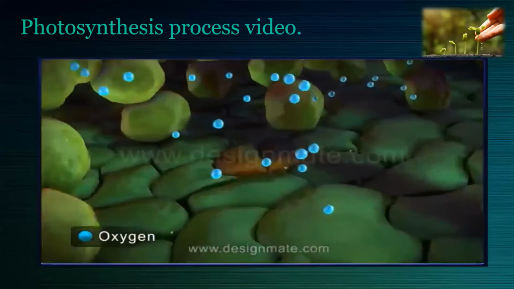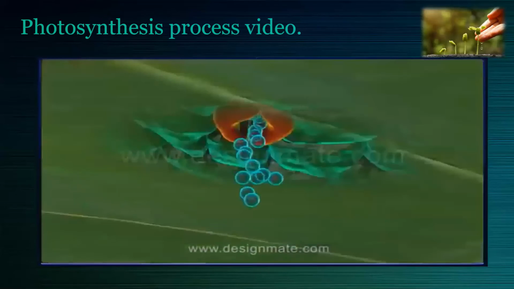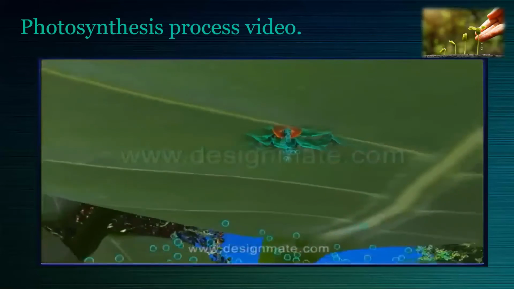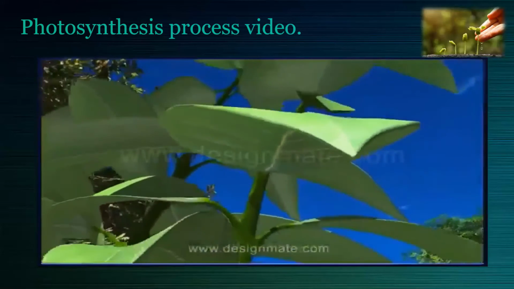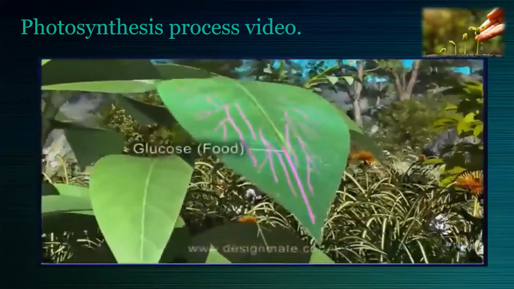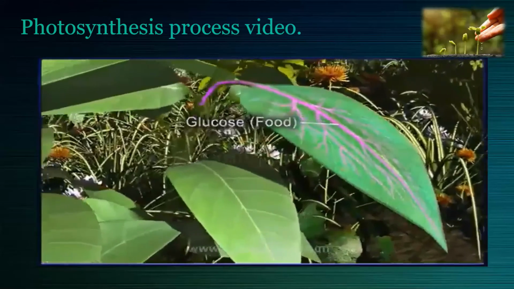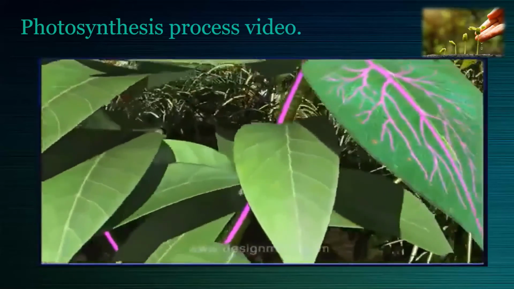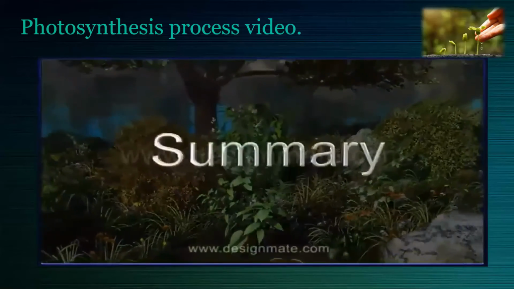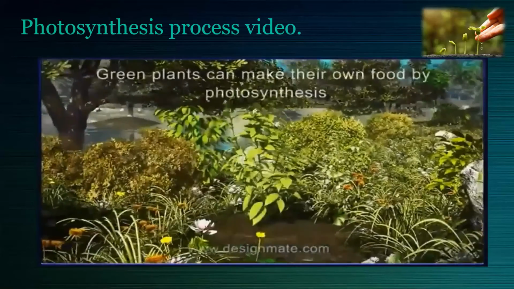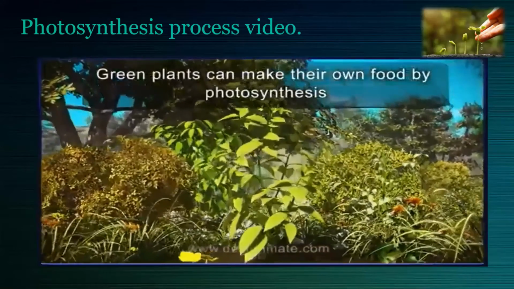The oxygen present in these air spaces diffuses out through the stomata. So, during photosynthesis, oxygen is given as the life-sustaining gaseous component of the atmosphere, while glucose or food is transported to all parts of the plant and used for growth. To summarize, green plants can make their own food by the process of photosynthesis.